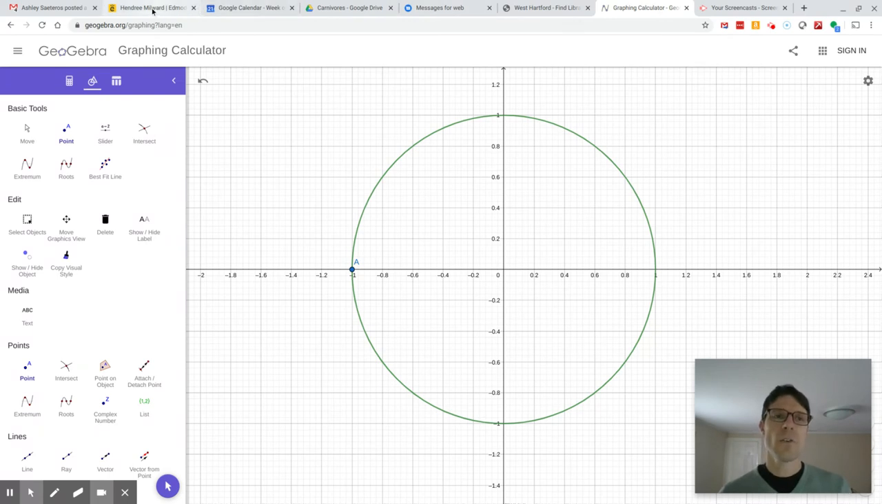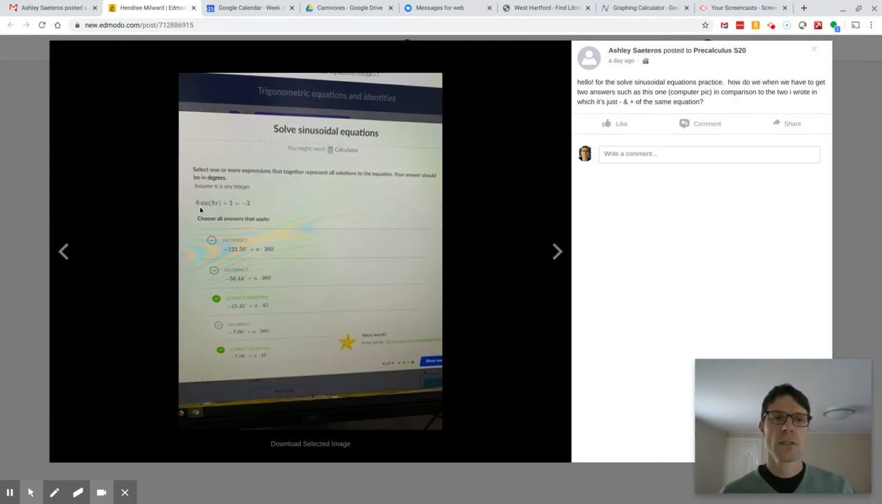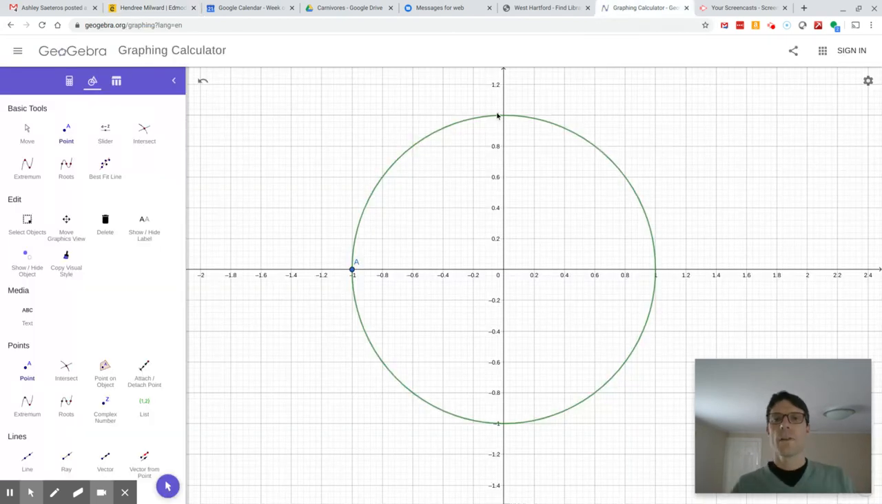But that's not the case for all values, right? So on this other one, she's got 6 times the sine of something plus 2 is equal to -3. Now she's going to solve that down, and what's going to happen is she's going to get sine of 8x is equal to something that's not 1 or -1, right? Because those are the two unique values for sine on the unit circle, right? Sine is 1 here, sine is -1 here, sine is 0 here, and sine is 0 here. So the two unique values for sine are 1 and -1.